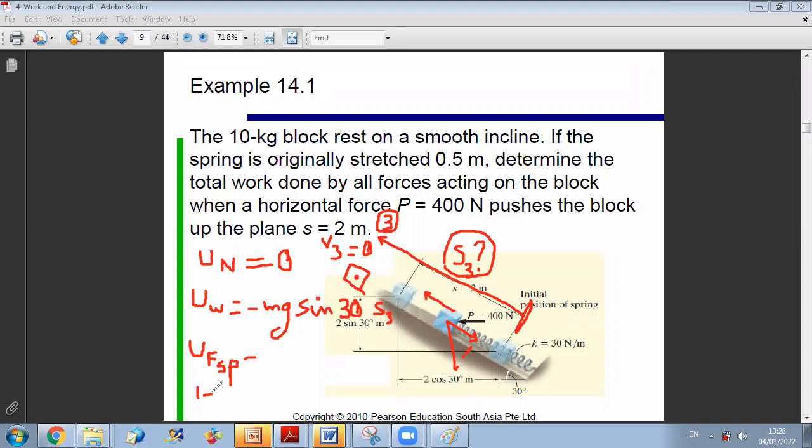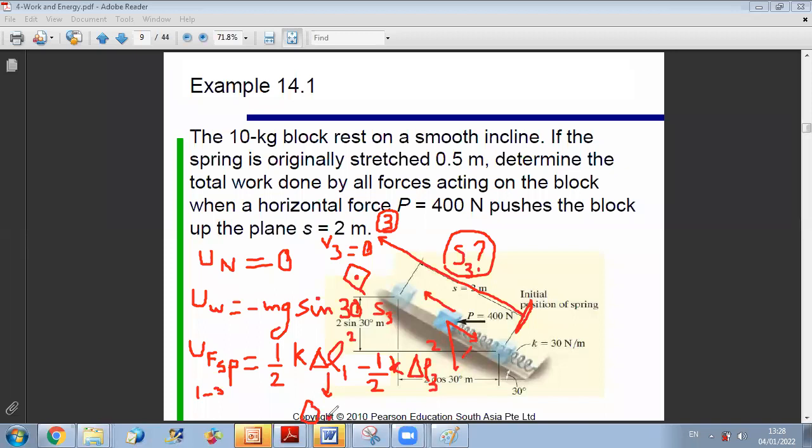Now, for the work of the spring force, what is the formula, the general formula between 1 and 3? It is half K delta L1 square, the initial stretching of the spring, minus half K delta L3 square. Now, delta L1, I know it already from the previous step. Delta L1 is 0.5. What is delta L3?